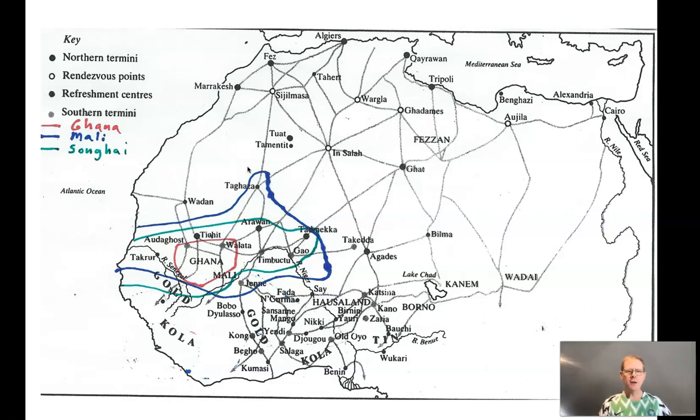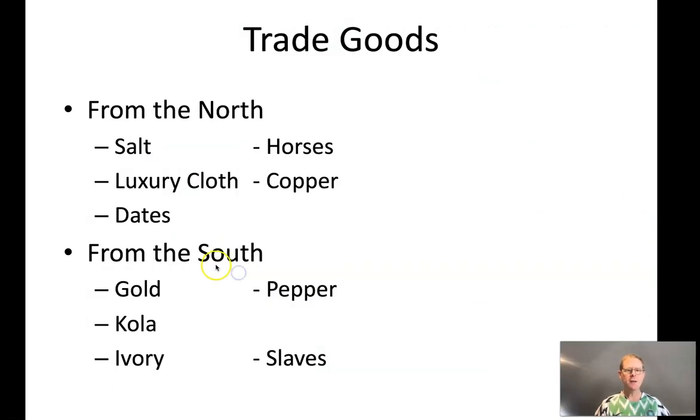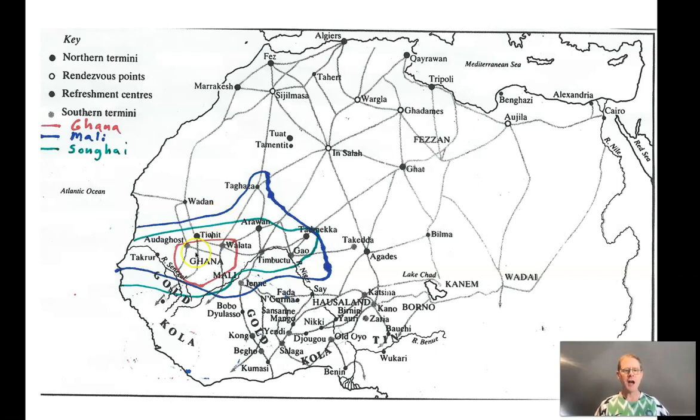We have Ghana, Mali, and Songhai. Once again, say it with me. So the red one is Ghana. The red one is Ghana. The blue one is Mali, and the green one is Songhai. But they're all along this savanna zone right here.